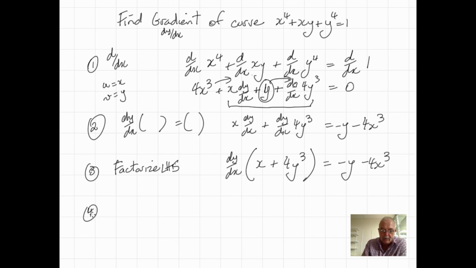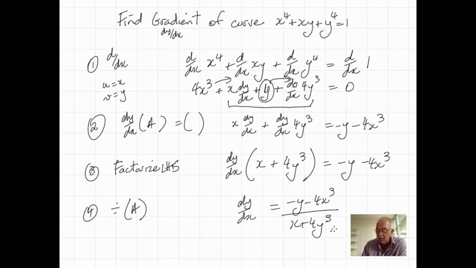And lastly is divide by a. So if this is a up here, we've got a there, so we're going to divide right through by that, and we get dy/dx equals minus y minus 4x cubed all over x plus 4y cubed. So dy/dx we said was the gradient, and we've calculated dy/dx, so that is the gradient. We can calculate the gradient using x and y values at any point on that curve.